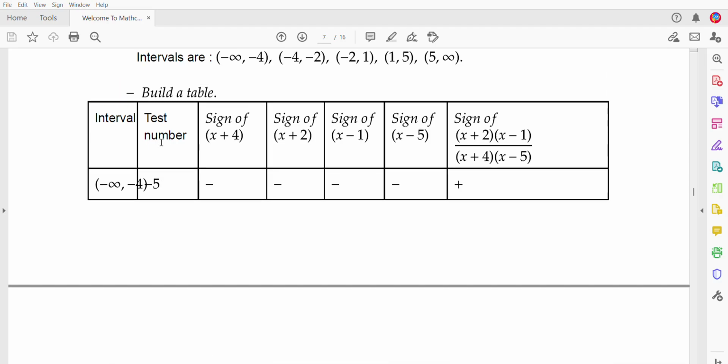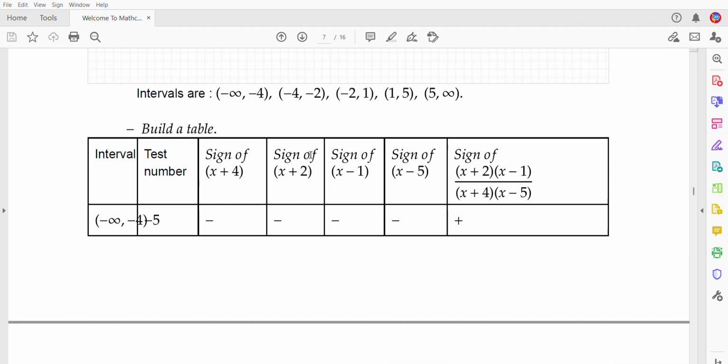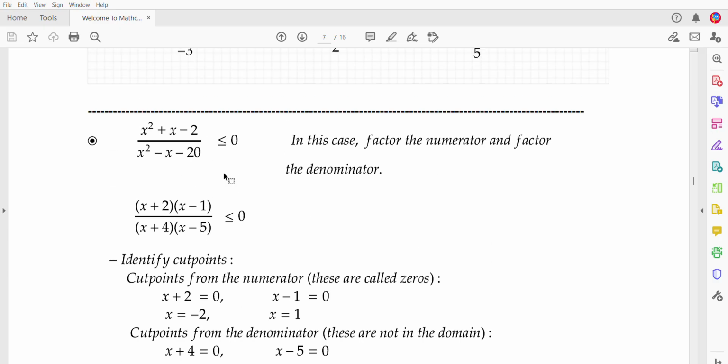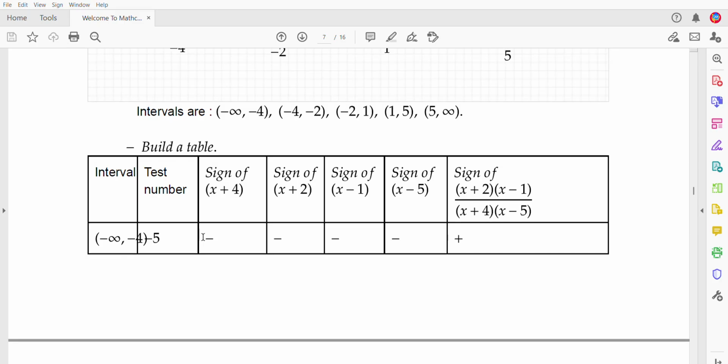Now you see the numerator and the denominator factors, they are all listed. 1, 2, 3, 4. They are all listed over here. I plug in negative 5 and find the sign. Negative 5 plus 4 is a negative number. Negative 5 plus 2, negative number. Negative 5 minus 1, negative number. Negative 5 minus 5, still a negative. 4 negatives, in a fraction, multiplication or division, 4 negatives get me a positive.